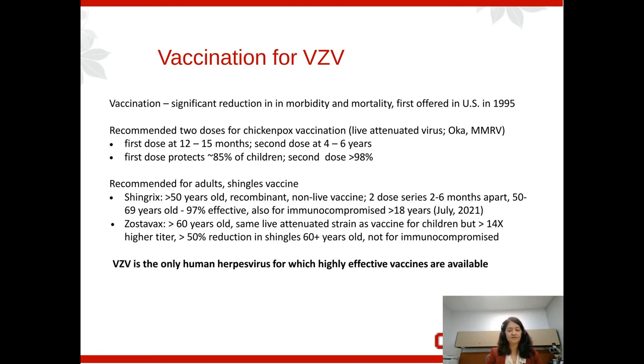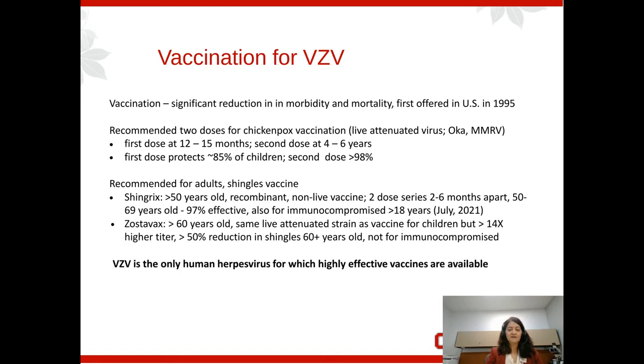It's the OKA strain. And this vaccine has also been combined with measles, mumps, and rubella as part of that vaccination, so it can be delivered as a combined vaccine. You can see that with the second dose, you have greater than 98% protection. So it's really highly efficacious.